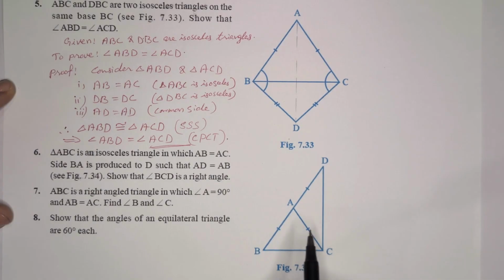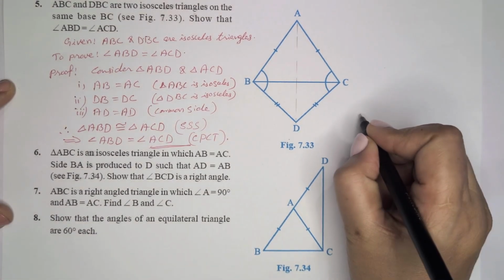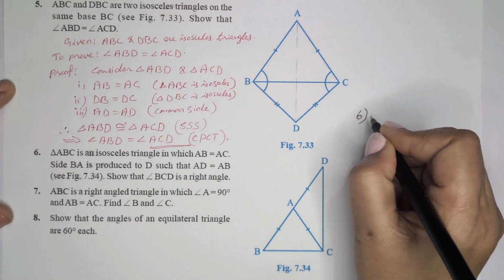In question number 6, triangle ABC is an isosceles triangle. That means AB is equal to AC. Then BA is produced such that AD is equal to AB. Then show that angle BCD is a right angle. That we can do it here, sixth one answer.